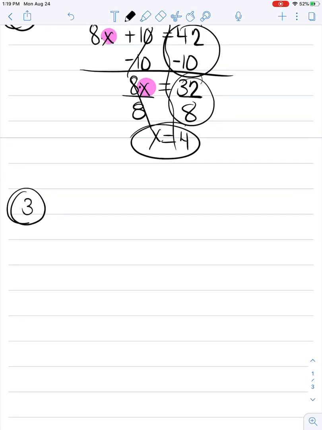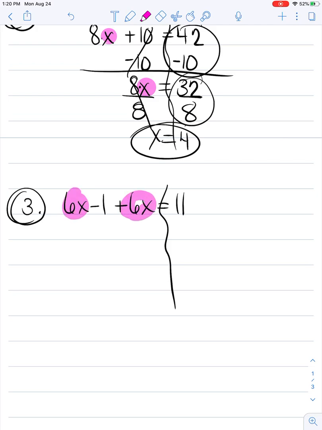Number 3. So let's say we have 6x minus 1 plus 6x equals 11. Split your equation at the equal sign. First I ask, do I have like terms? Yes, I do. On the left-hand side, I have 6x and 6x. The x is what makes them alike. So 6x plus 6x is 12x. Bring down your minus 1 equals 11.